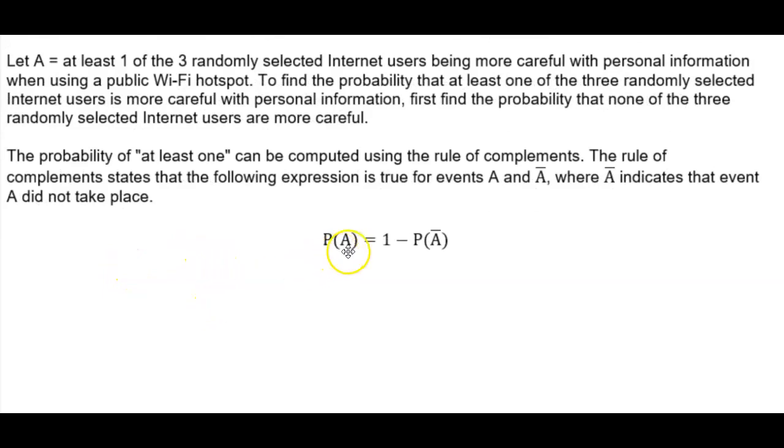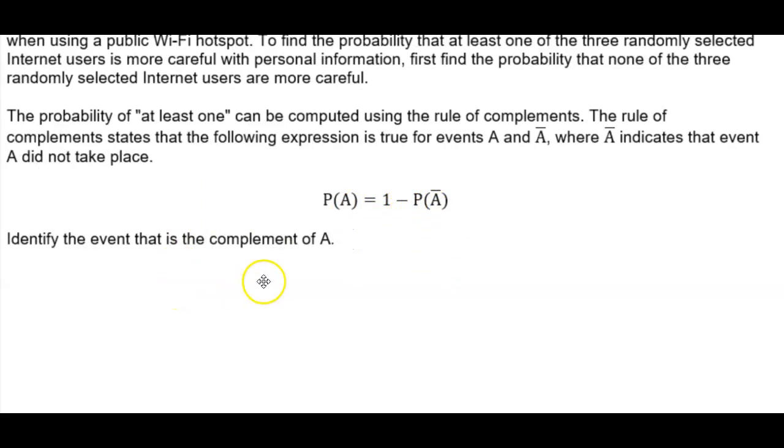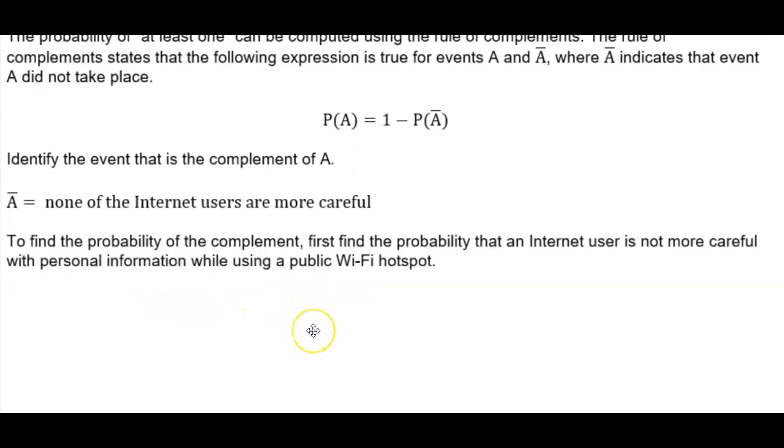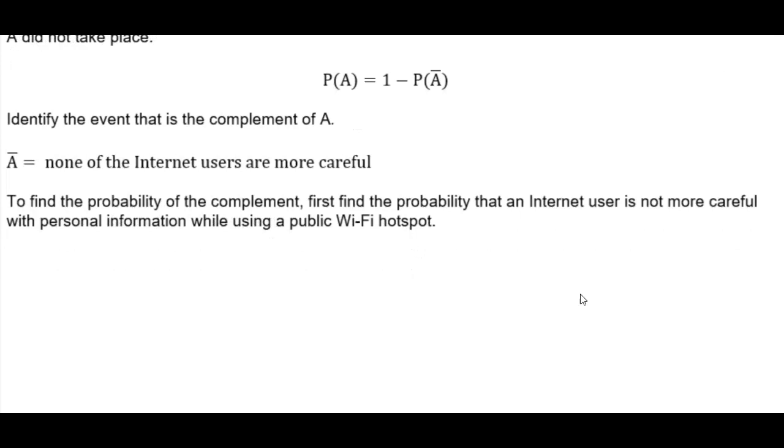So here is our formula. Probability of event A is equal to 1 minus the probability of the complement of A. Now we want to identify the event that is the complement of A. Well, the complement of A is that none of the internet users are more careful. Now, to find the probability of the complement, we first find the probability that an internet user is not more careful with personal information while using a public Wi-Fi hotspot.